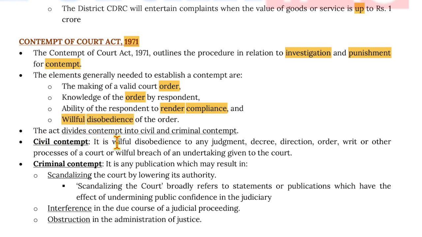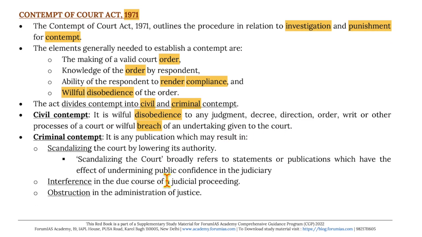The Act divides contempt into civil and criminal contempt. Civil contempt is willful disobedience of any judgment, decree, direction, order, writ, or other process of a court, or willful breach of an undertaking given to the court. Now, criminal contempt is any publication which may result in scandalizing the court by lowering its authority.